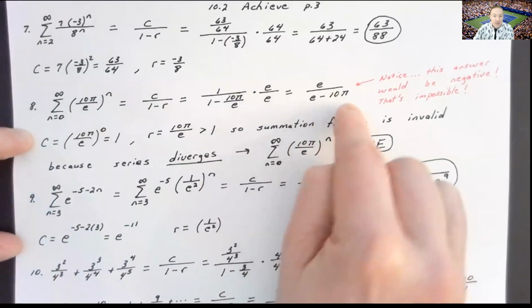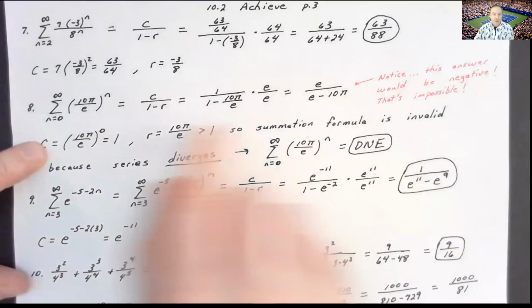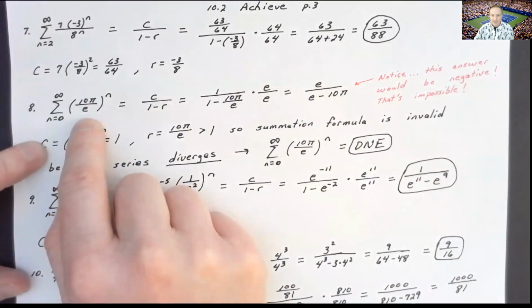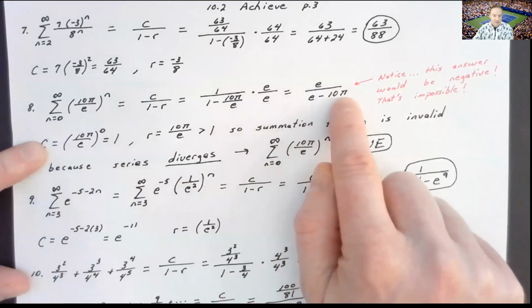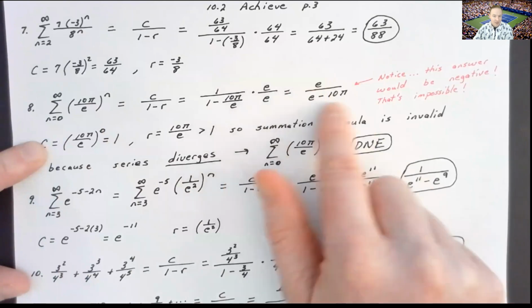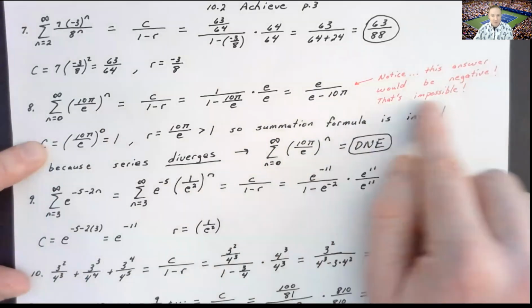Why is this expression wrong? And how do we already know it's wrong? A couple of reasons. Because if you think about 10 pi over e, 10 pi is a positive number, e is a positive number, and you're always raising it to positive exponents. Okay, it's impossible to ever get a negative term in that summation. But look at this. E divided by e minus 10 pi, that denominator is negative, which would make this fraction negative. You can't take a sum of positive numbers and get a negative. Okay, so that's just telling you that's impossible.